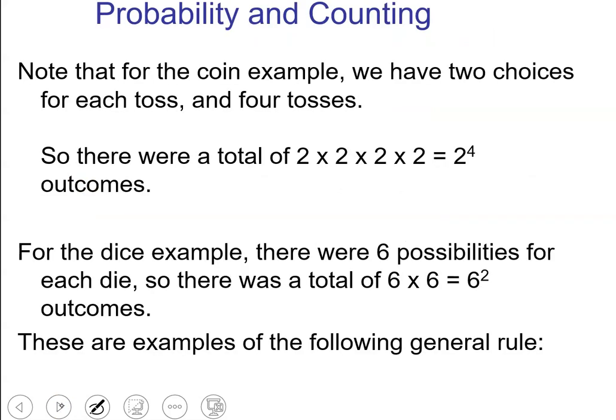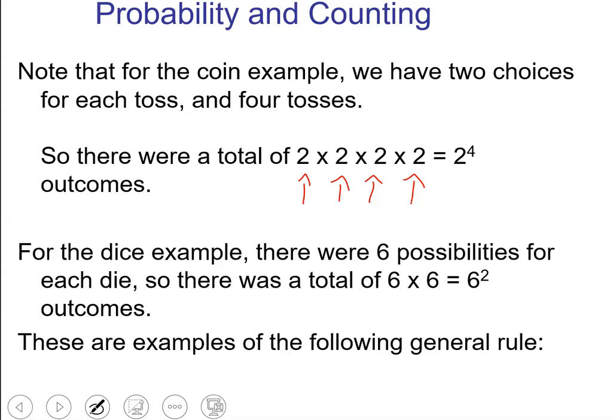All right. So in the coin example, we have 2 choices, either heads or tails, and 4 tosses. So in other words, 2 choices each time, and there's 4 of them. That's why we multiply 2 times 2 times 2 times 2, or 2 to the 4th, because we did it 4 times. For the dice example, there were 6 possibilities for each die, so there were a total of 6 times 6, or 6 squared.